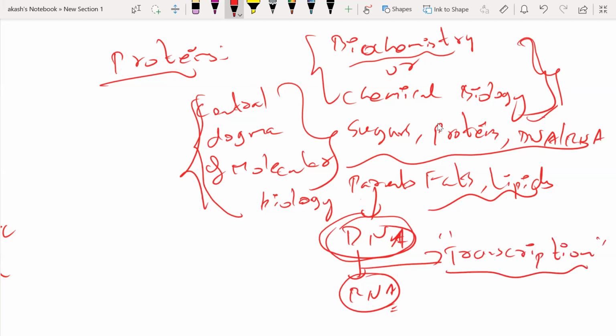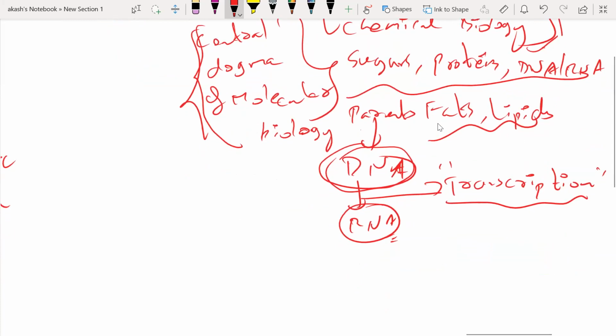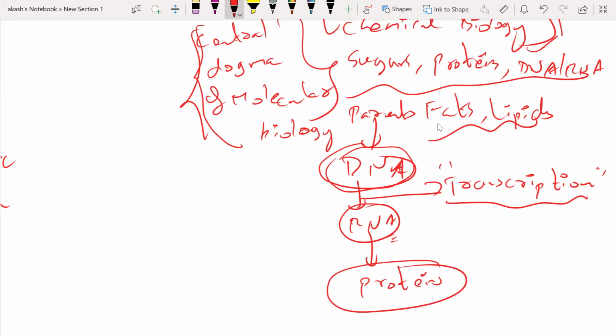You don't have to know this, don't worry, I'm just telling you. So this conversion of DNA to RNA is called transcription. So where do I get RNA from? From DNA. Next, this RNA converts itself through some chemical reaction into proteins, and this particular process is called translation.